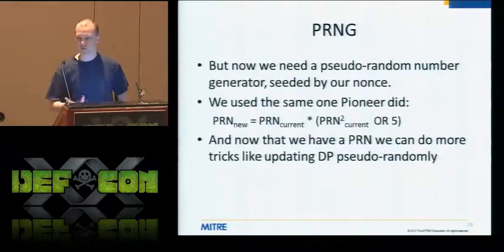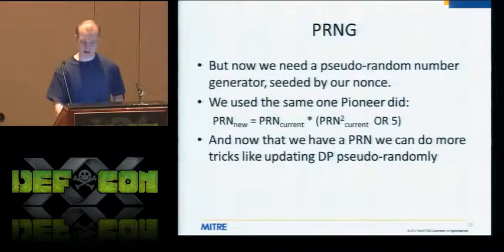To do that, we need to add a pseudo-random number generator. We use the same one Pioneer did, and you basically seed it with your nonce. That's easy. You've already got some fresh seed for every single measurement. This is nice and simple in assembly language. You basically take your current value times the current value squared, ORed with 5. This works as a pseudo-random number where it'll cycle through all the possible values before looping back to the one where it started.